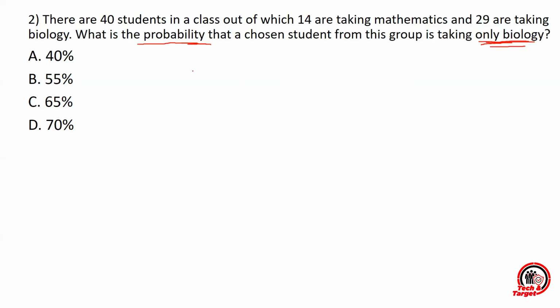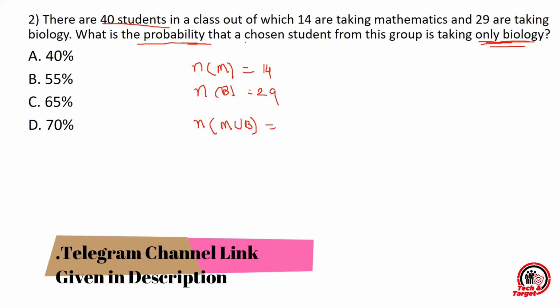First of all, if we consider according to sets, the number of students studying mathematics is 14, and the number of students studying biology is 29. Now the total number of students learning either of these subjects, that is, mathematics or biology, is given as there are 40 students in the class, so M union B will be 40.